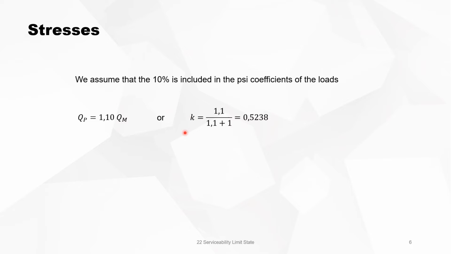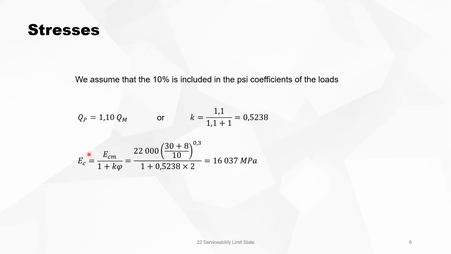The factor k is then 0.54, and the modulus of elasticity of concrete is then equal to 16,000 megapascal. And it gives us an alpha coefficient, Es divided by Ec, equal to 12.5. We know that in SLS Q we expect something in the order of 15. So 12.5 is within this order, so that's fine.